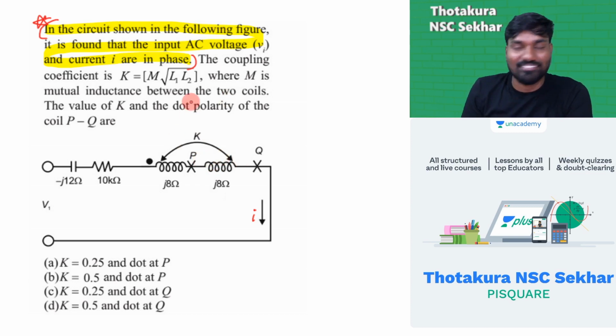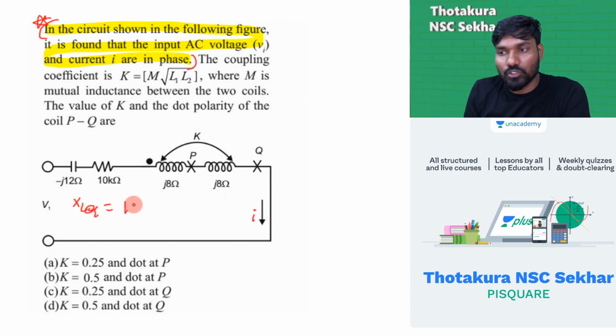This complete line. Now at resonance, let's find out XL equivalent. XL equivalent must be equal to 12 ohms, just like before. Here 8 and here 8, both are 8.